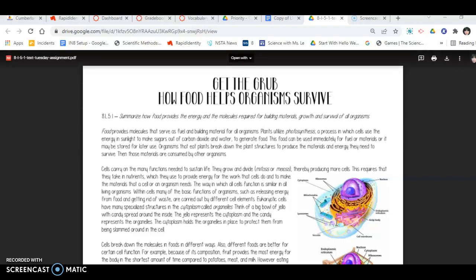Good morning, guys. Today we're going to analyze one of our Text Tuesday articles, and this one falls in line with our standard 8L 5.1, which is to be able to summarize how food provides the energy and the molecules required for building materials, growth, and survival of all organisms, to include plants. That's our big learning standard. So what does all that mean? Well, let's see if we can dive in.